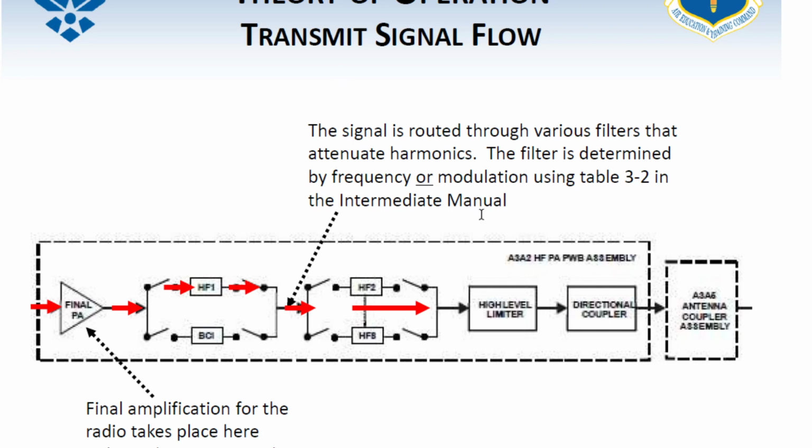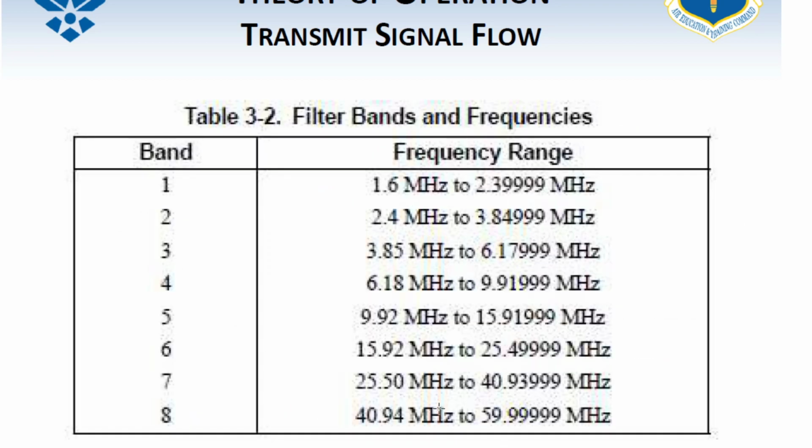So everybody's on table 3-2. Y'all ready for my question? Yes, sir. Perfect. So if I have a frequency of 27 megahertz, which HF high filter am I going to use? Band 7. Band 7. Very good. As you guys see, like you just said here, this is the band 7. This is what your table looks like.